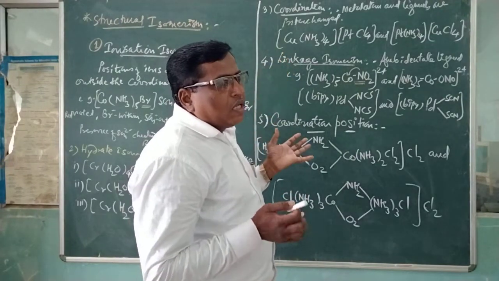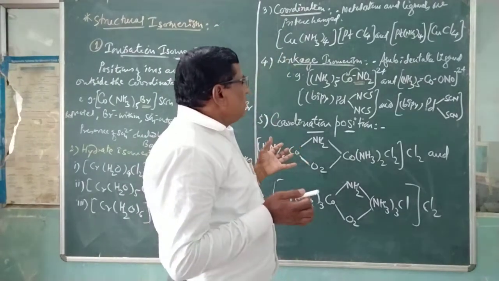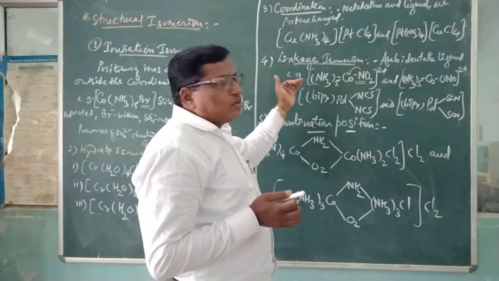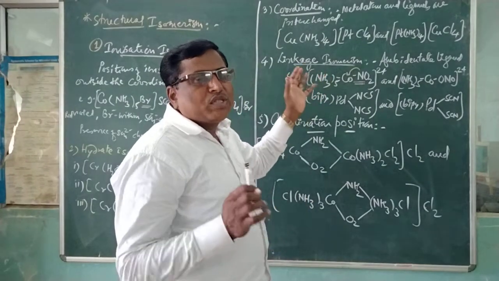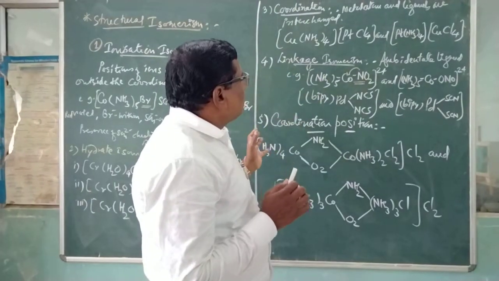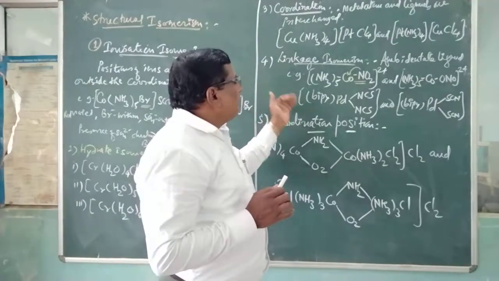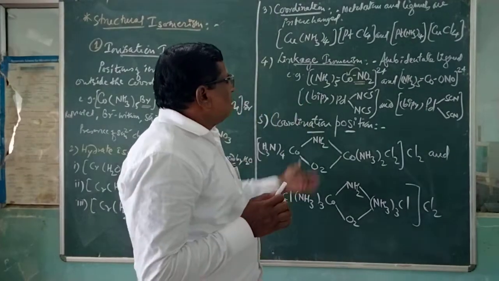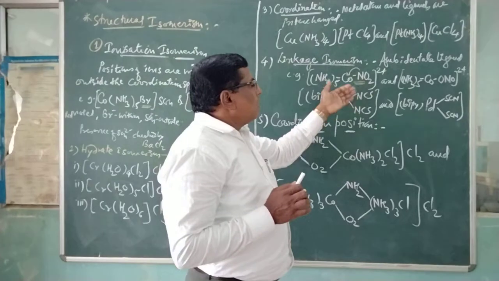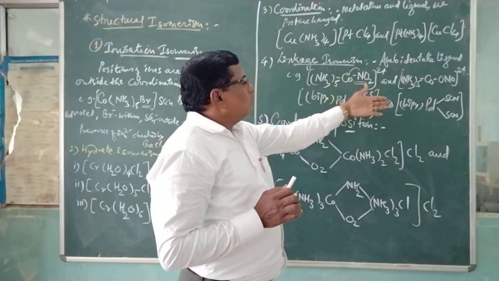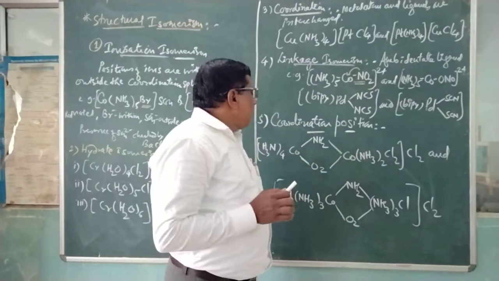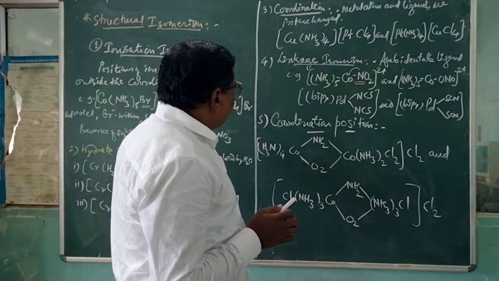How can it be linked with the ligands? This idea is concerned with ambident ligands. Which atom will be used for attachment? That is, the isomers can be taken here. This will be isothiocyanate, and that will be thiocyanate.